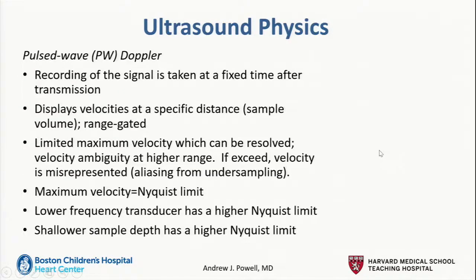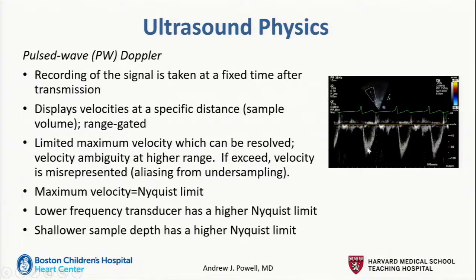We can contrast that now to pulsed wave Doppler, or PW Doppler. Here's an example of that here. Now the recording of the Doppler signal is taken at a fixed time after transmission. And again, if you think about how we talked about how image formation happens, if we're taking it at a fixed time, that means we're looking at a fixed depth or a particular point. So it's going to display the range of velocities at a specific distance. So sometimes it's called range gated. Range in this case means distance.